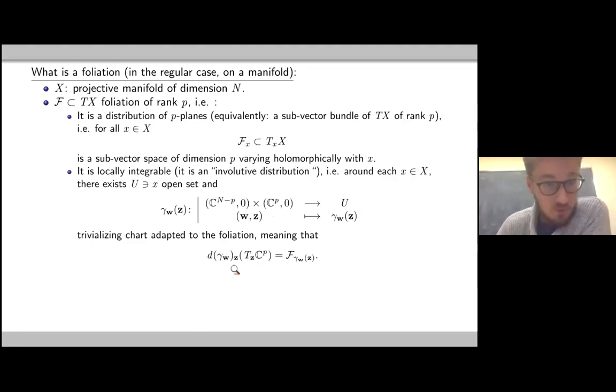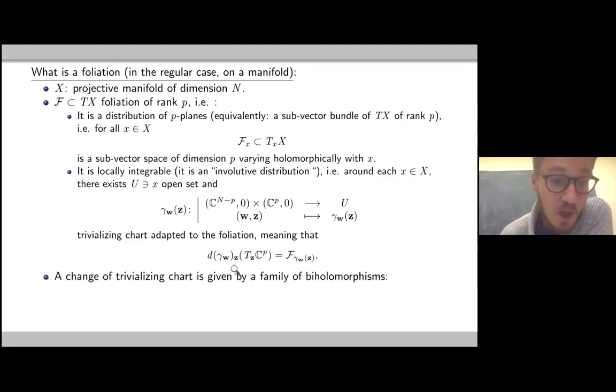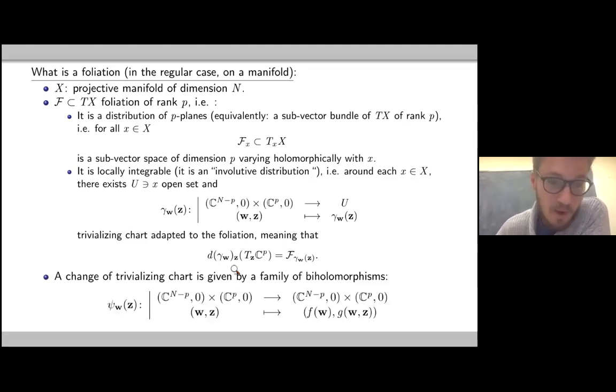So that's what it means to be a foliation on a projective manifold. And so note that if we want to change trivialization, so of course trivialization adapted to the foliation, it's given by the data of a biholomorphism of this kind. So actually we have to somewhat reparameterize this and still satisfy this condition, and for this to be true, this map has to be of the following form. So the first function depends only on W, and the second on W and Z.